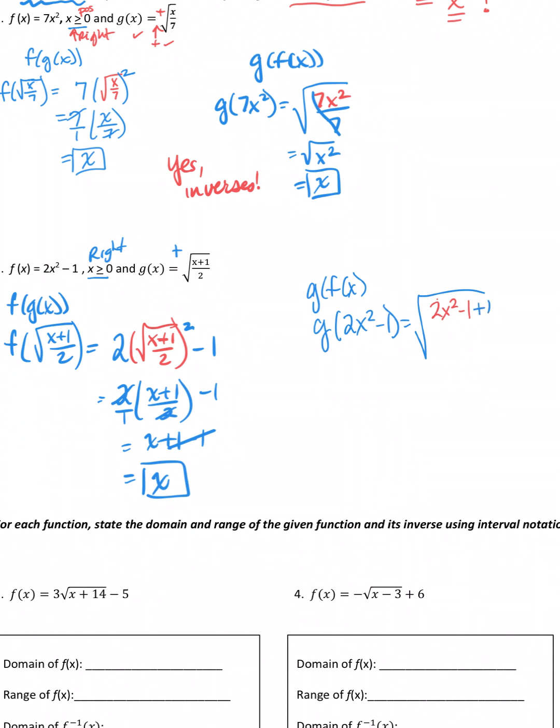And then there's a plus 1 back here on g, right? Divided by 2. Now let's clean this up. Negative 1 minus 1, those go away, right? So I'm left with 2x squared over 2. The 2's will cancel out, and I have the square root of x squared. Again, that comes out to x. So it is proof that these are inverses.